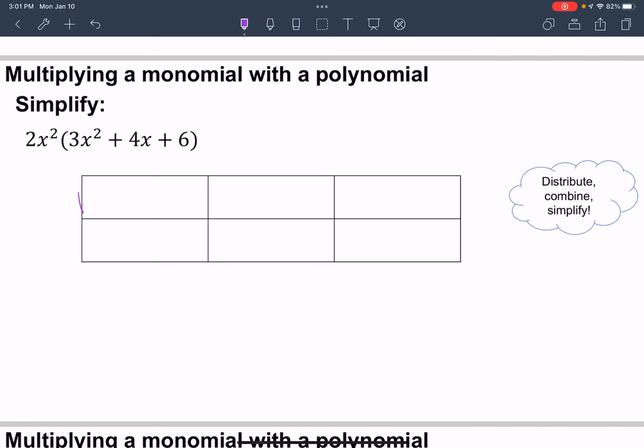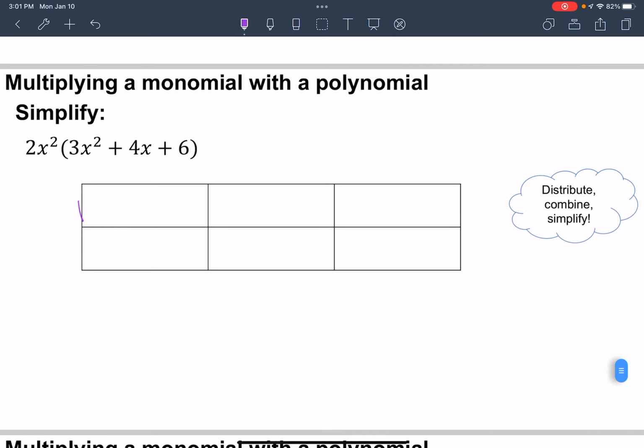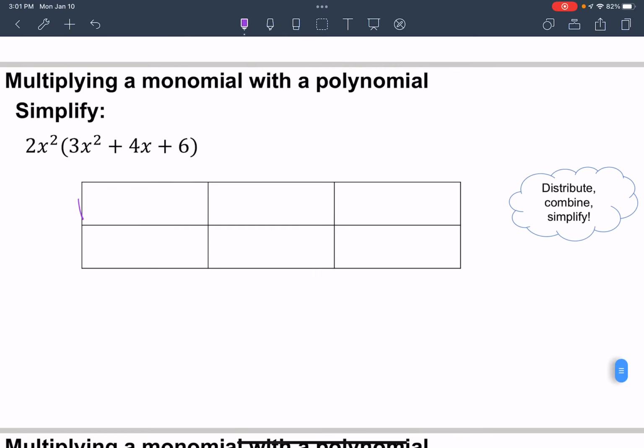It helps you keep track of terms when you're multiplying. So this is one way to do this. What happens is the 2x squared is going to distribute to everything on the inside of the parentheses. So I write my 2x squared here, and then I have 3x squared, 4x, and 6. Then I just multiply each term on the outside of the box. So here I have 2x squared times 3x squared.